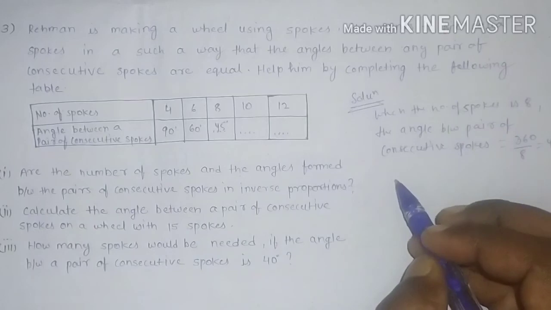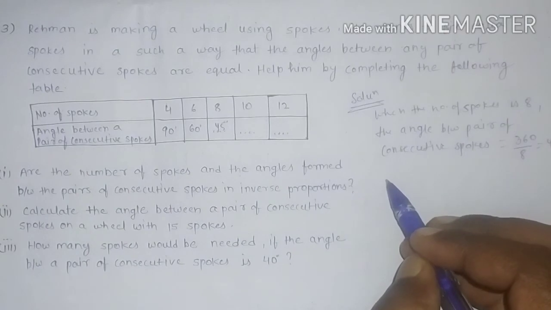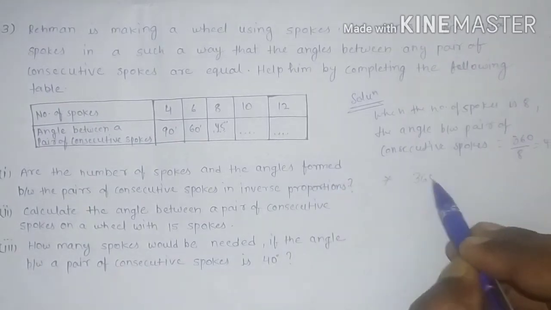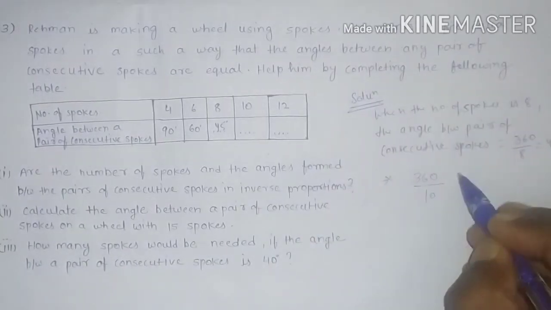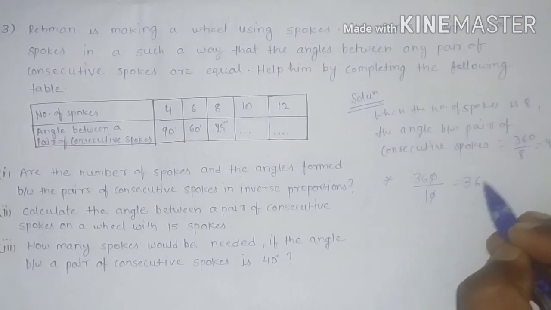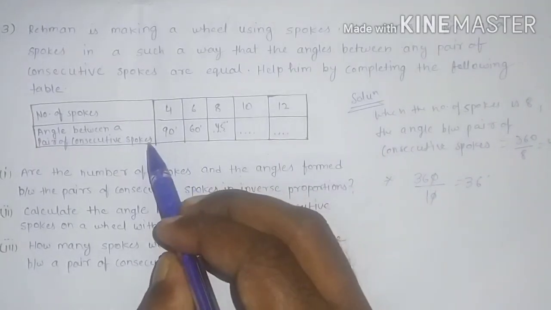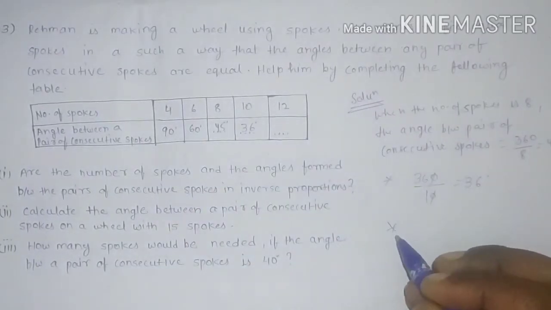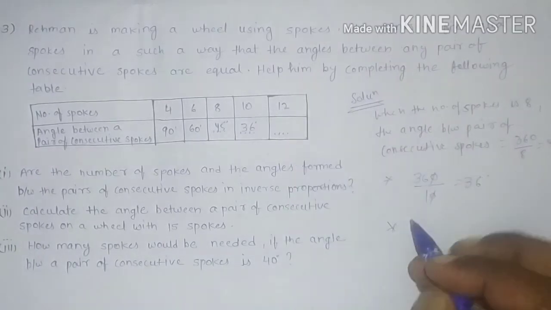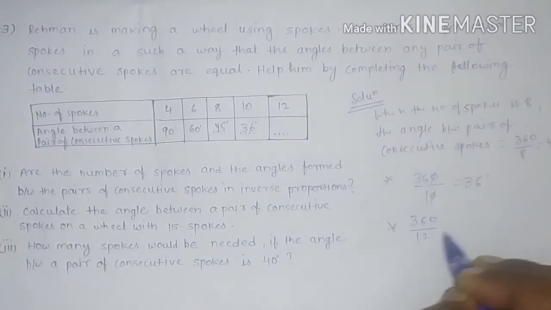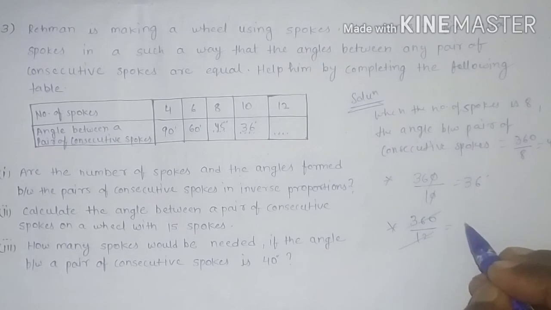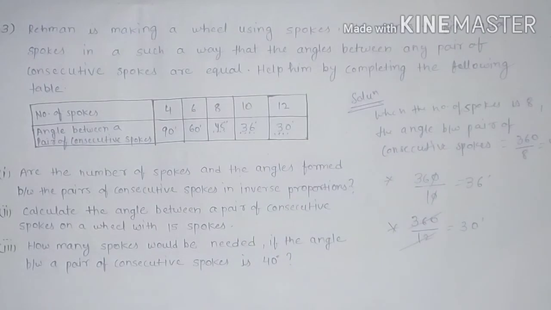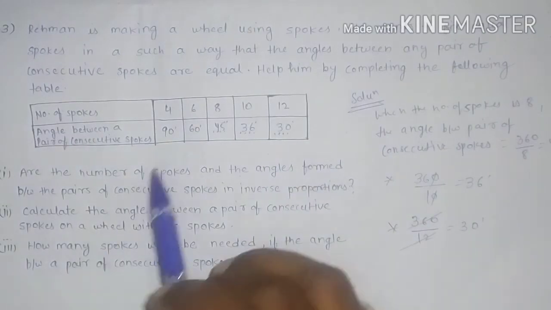Similarly, when the number of spokes is 10, what we have to do is 360 divided by 10, so the zeros cancel out, 36 degrees. So the angle between a pair of consecutive spokes is 36 degrees. Similarly, this is 12 and the total is 360, so just divide it. 12 threes are 36, so it will be 30 degrees. Now it is the complete explanation.